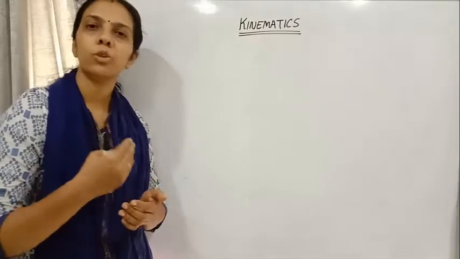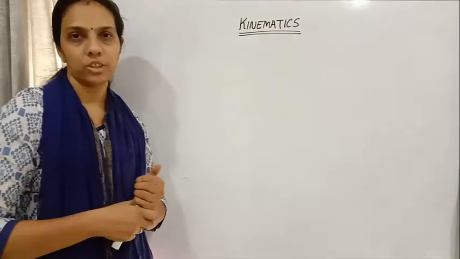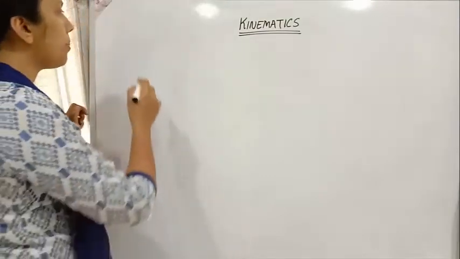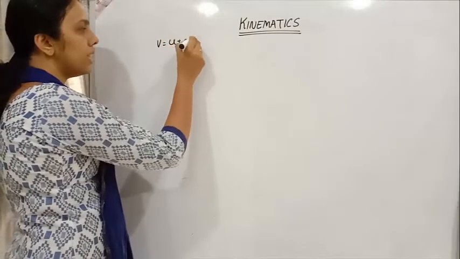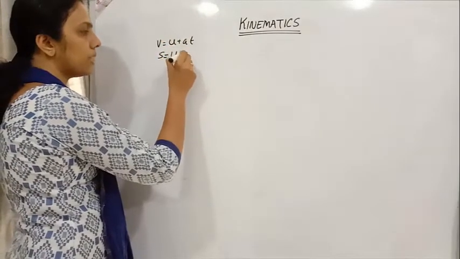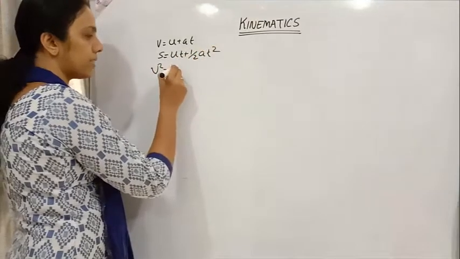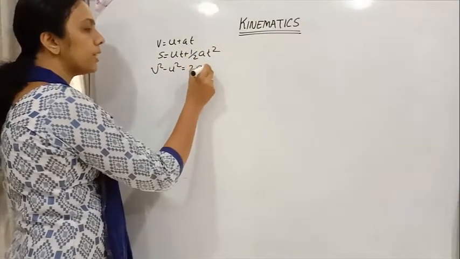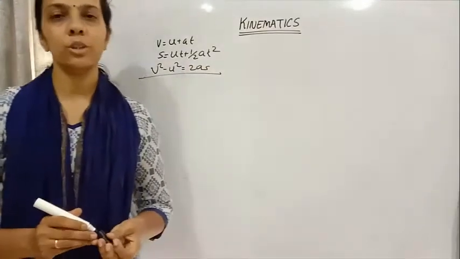In the case of uniform acceleration, how can we write down these equations? The formulas you know: v is equal to u plus at, s is equal to ut plus half at square, and v square minus u square equals 2as. Using these equations, how can we solve the numericals?